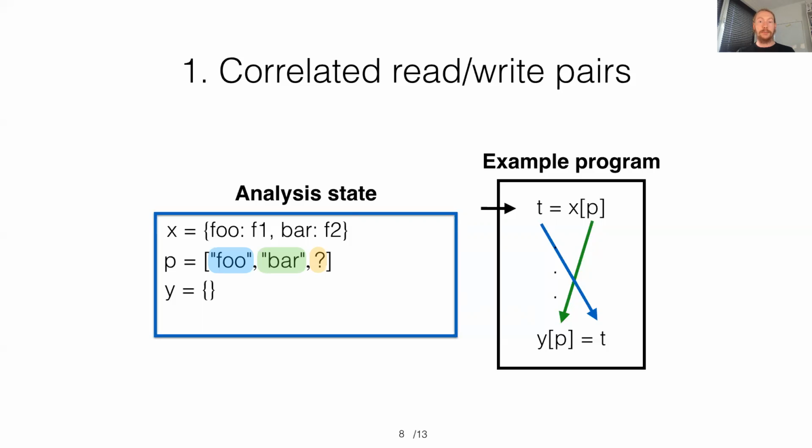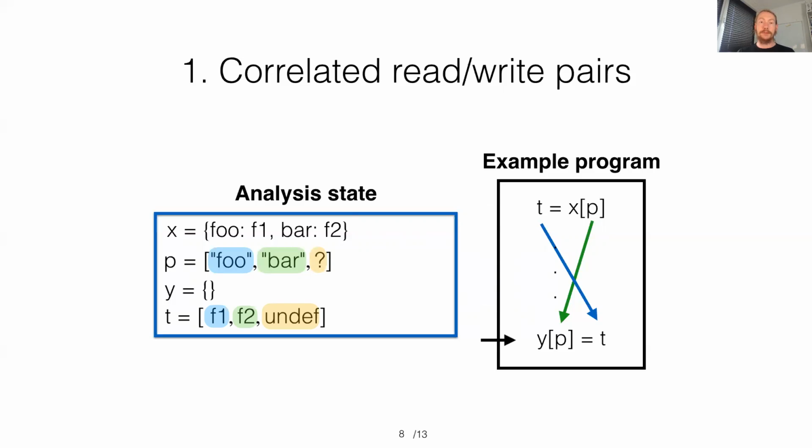We represent the different partitions by different colors. The blue partition represents all executions where the value of p at the last occurrence of this dynamic property read was foo. Similarly, the green and orange partitions represent executions where p was bar and where p was a property not in X. The value can now also be read in each of the partitions, so t becomes a partition value, indicating that the value of t is f1 when p was the string foo at the read, t is f2 when p was bar at the read, and t is undef when p was neither foo nor bar at the property read.